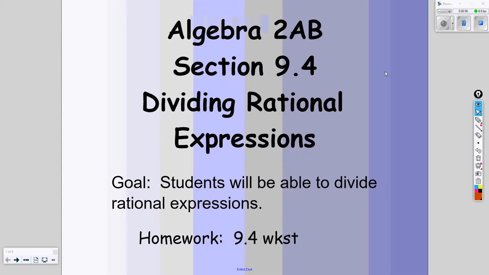In our rational functions chapter, we're going to talk about section 9.4, which is dividing rational expressions. It's basically the same thing that we did last section, just with one little addition, which is a division symbol. It just adds one extra step. So let's get into it.